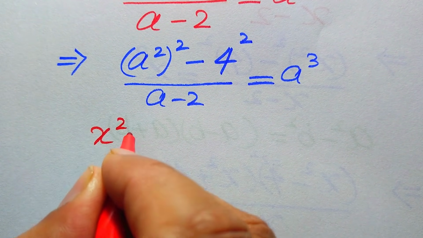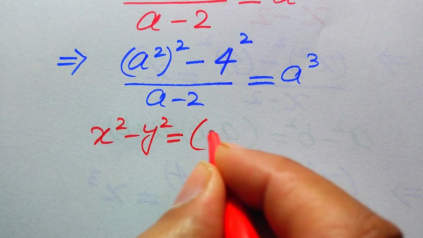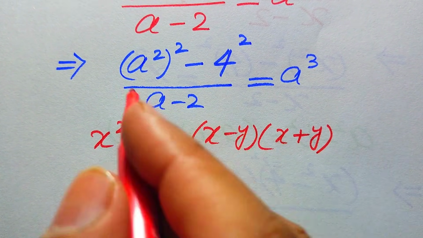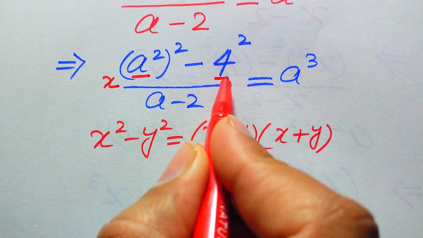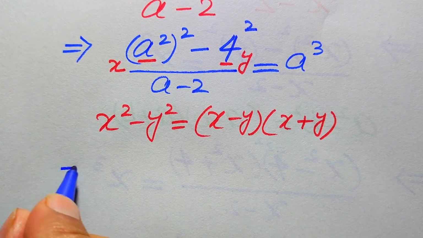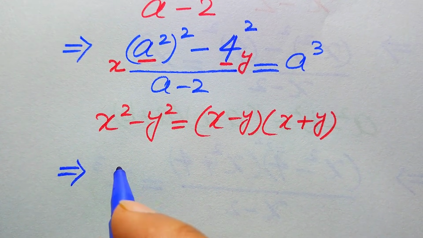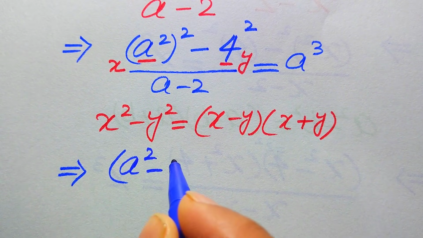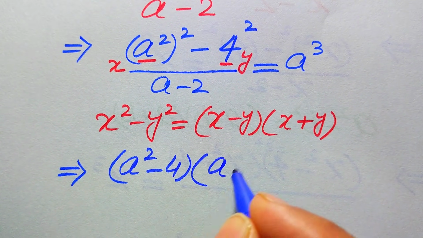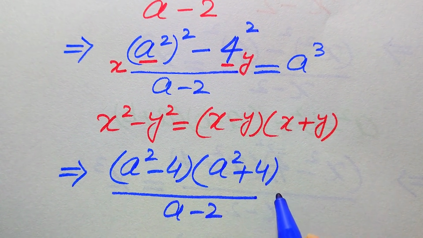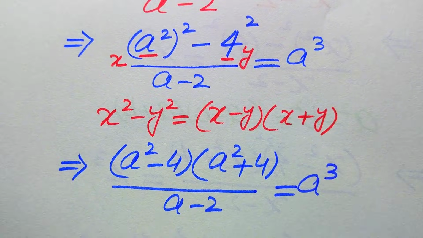You know that x square minus y square equals (x minus y) times (x plus y). You see here the base of this term is our x and the base of this term is our y. When we apply this formula to the left hand side, it will be written as x minus y, this is the first factor. Here our x is a square and y is 4, and again we have a square plus 4, divided by a minus 2 is equal to a cubed.